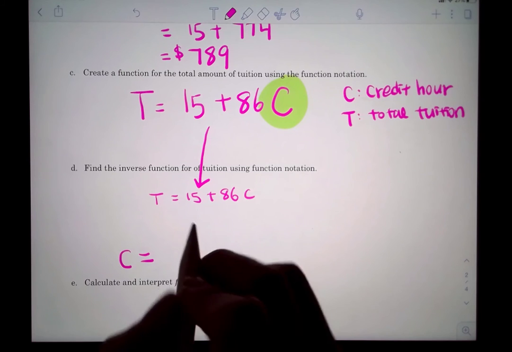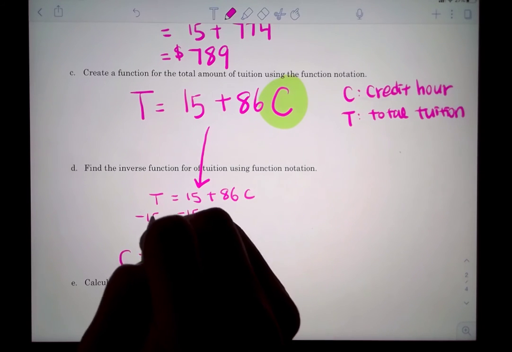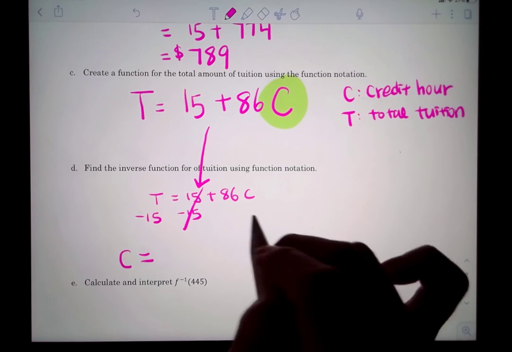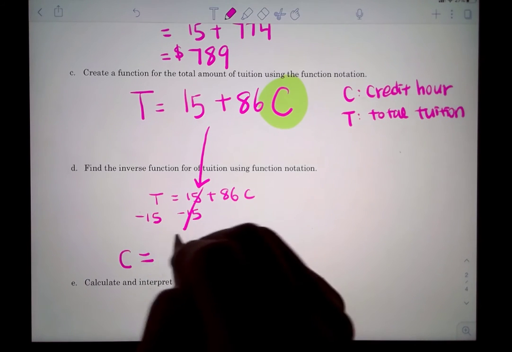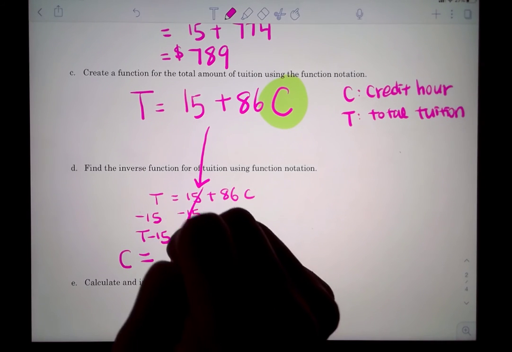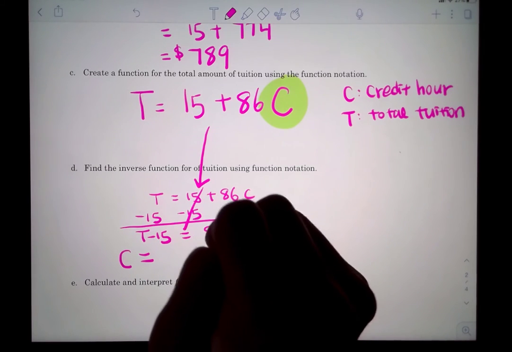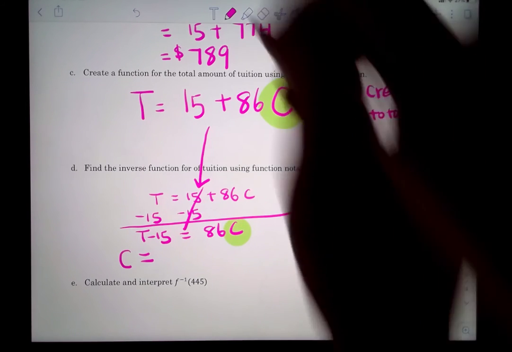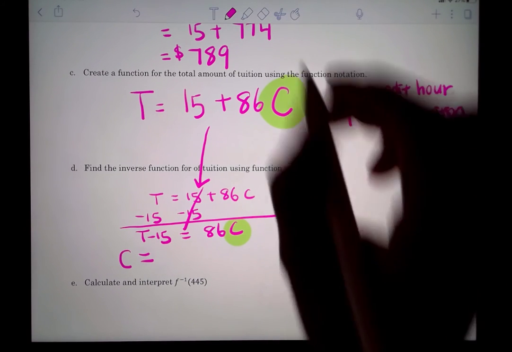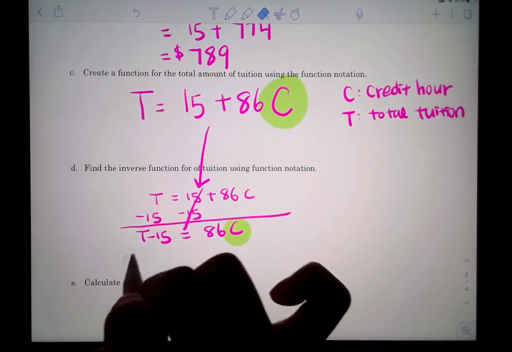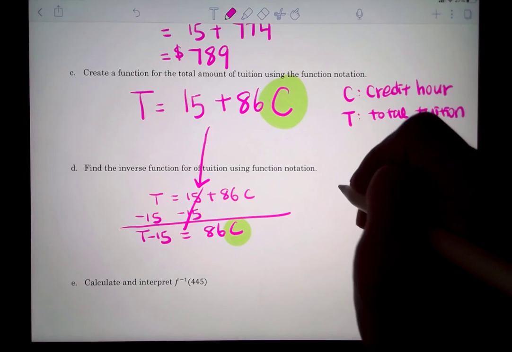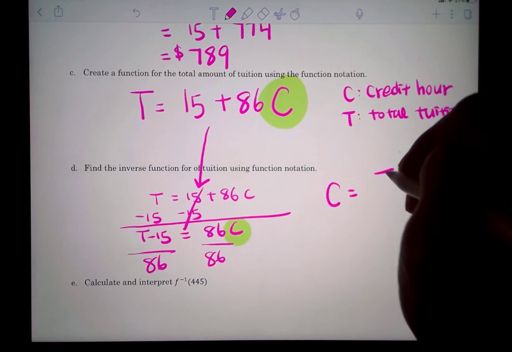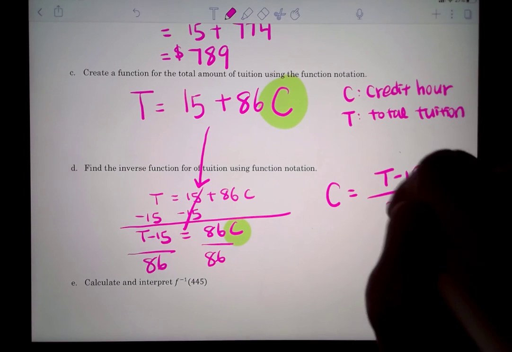We need to get rid of this 15, so minus 15 on both sides. Then you will get T minus 15 equals 86C, right? And we want to get C only, so you divide by 86. So you get C equals, we divide by 86, T minus 15 over 86.